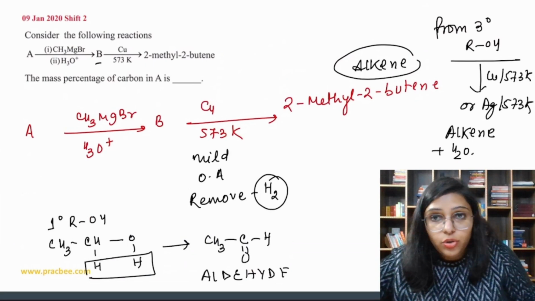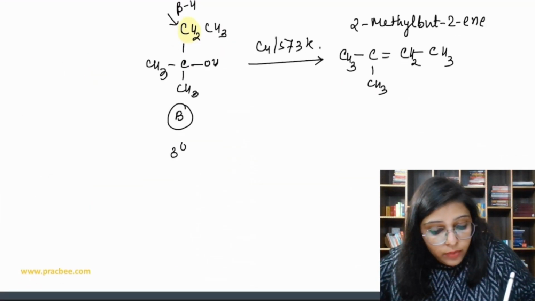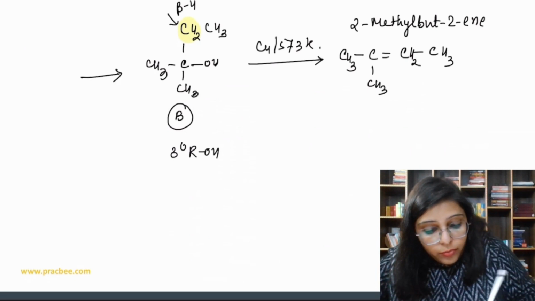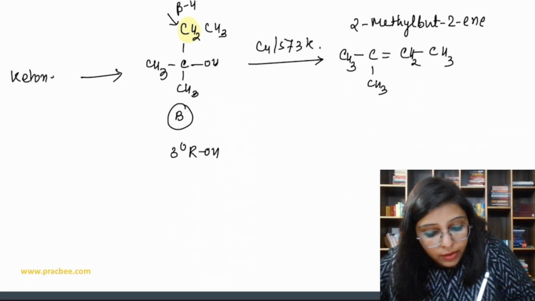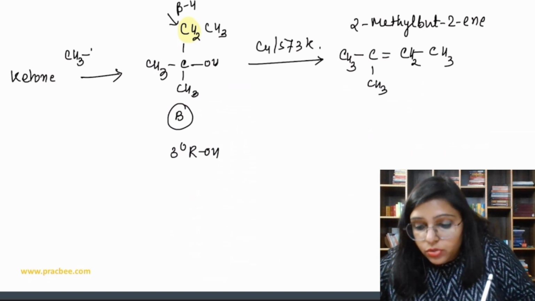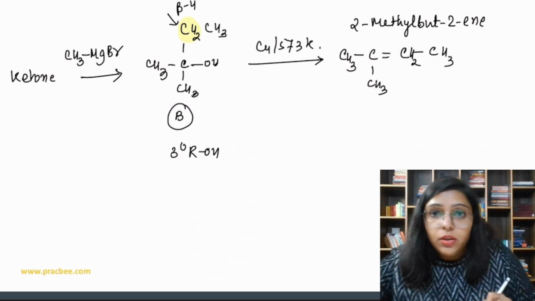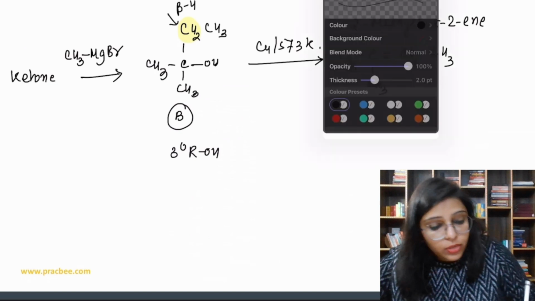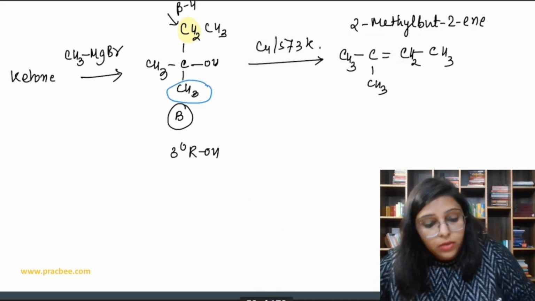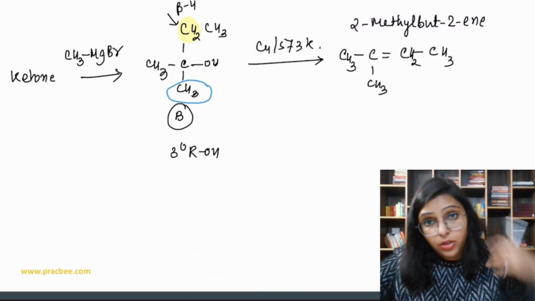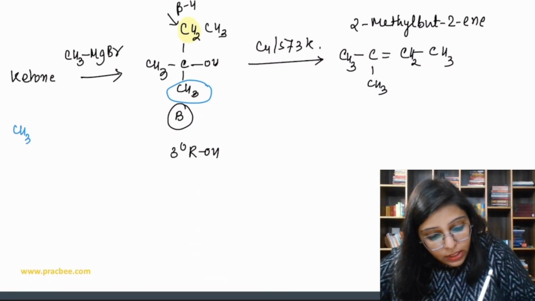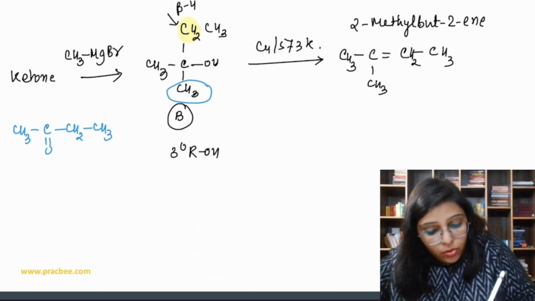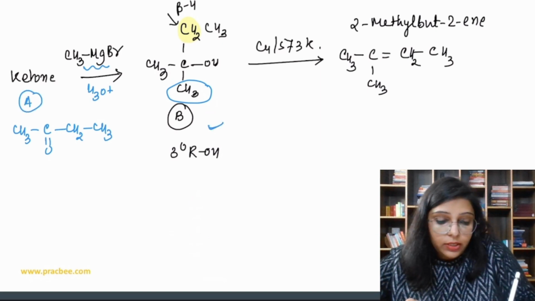Now CH3MgBr and H3O positive. So we get a 3 degree alcohol now. A 3 degree alcohol is formed from a ketone if we react it with a Grignard reagent. So we have CH3MgBr. Now there is a trick: just remove this part because this is from the Grignard reagent. So the ketone is going to be CH3 C double bond O CH2 CH3. When this ketone reacts with the Grignard reagent and after hydrolysis, we get this 3 degree alcohol.